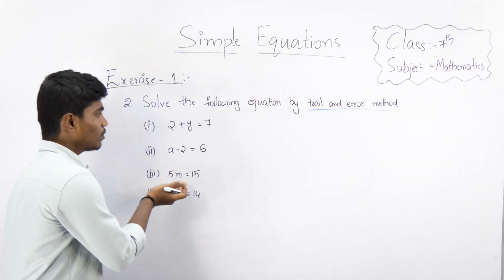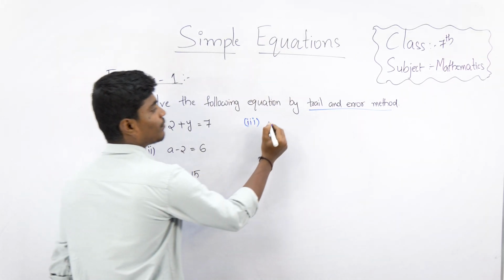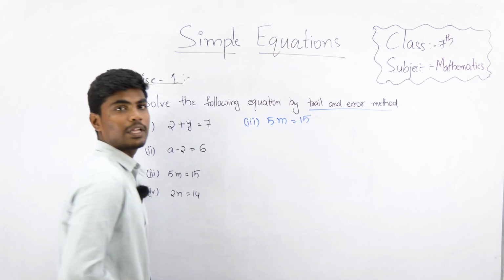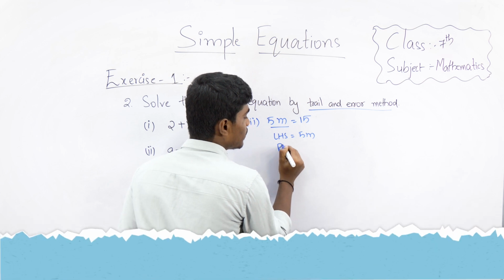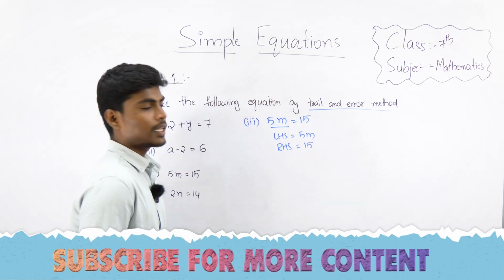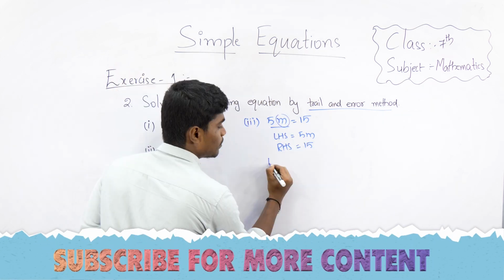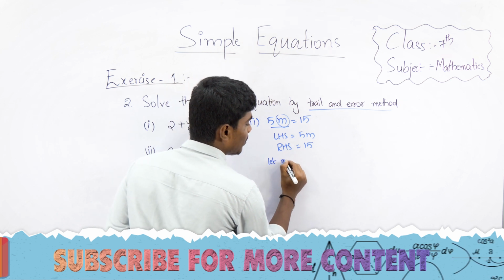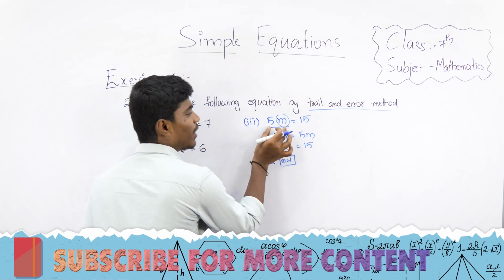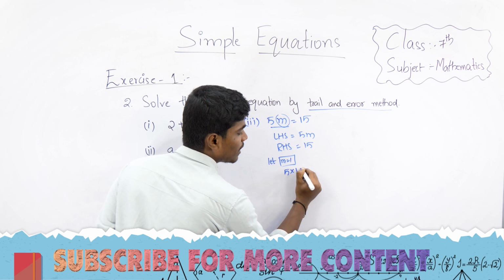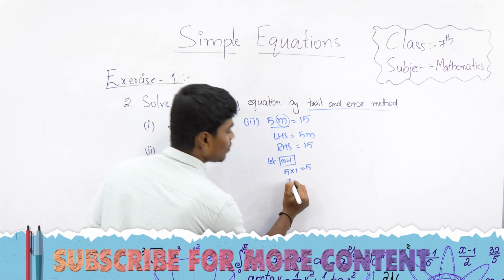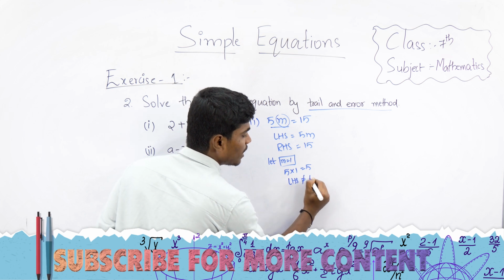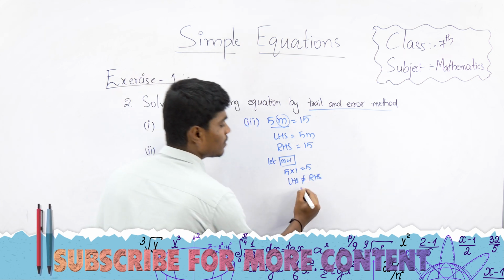Now let's move to 3. Here 5m is equal to 15. Here LHS is equal to 5m. RHS is equal to 15. Here first we have to substitute m as 1. So let m is equal to 1. So here 5 into m, 5 into 1 is equal to 5. Here RHS is 15, LHS is 5. So LHS is not equal to RHS. So this is not true.